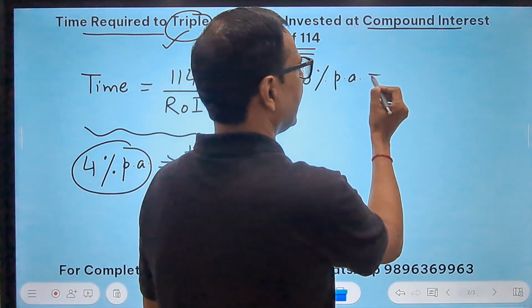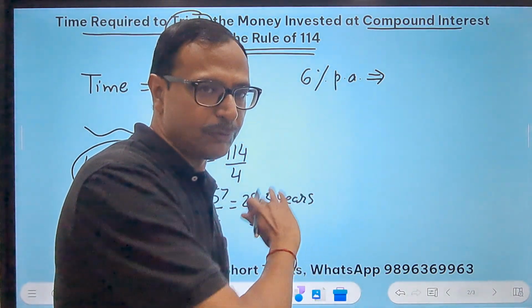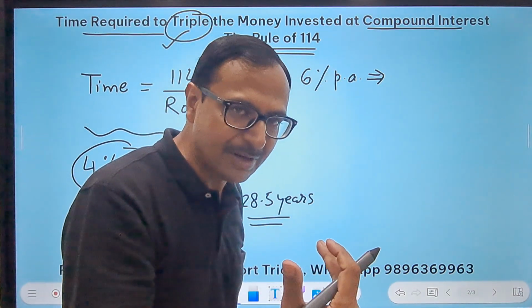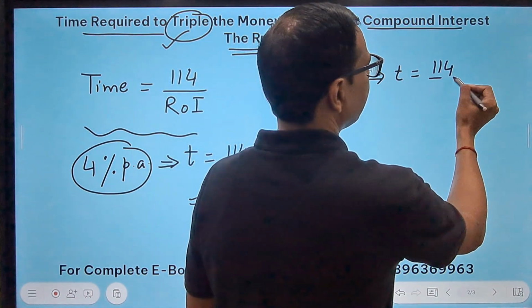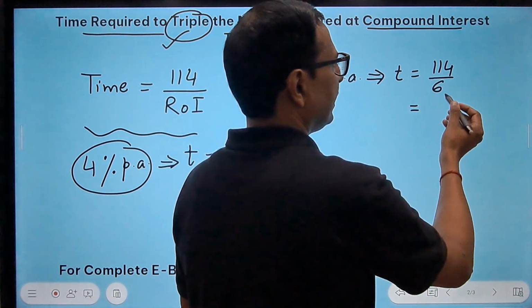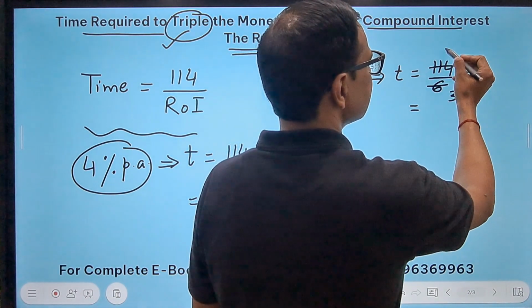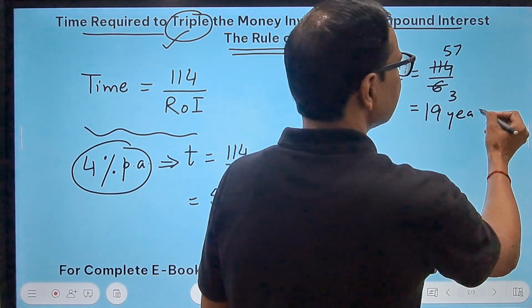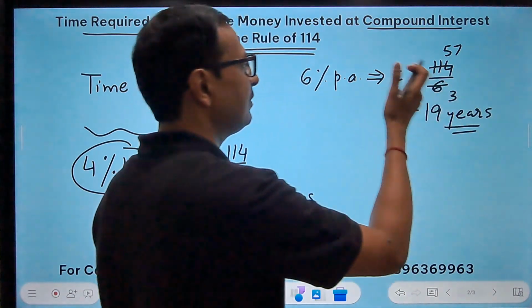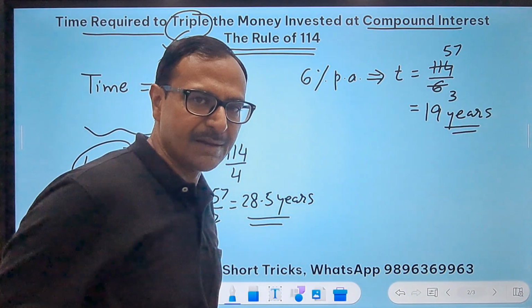So if the ROI is 6%, now the ROI has increased from 4% to 6%, so the time will be reduced. The time will be 114 divided by 6, and I think this cancels by 2, so this is 3 and this is 57, and 57 by 3 is exactly 19 years. So in 19 years time, at 6% per annum compound interest, the money will triple itself.